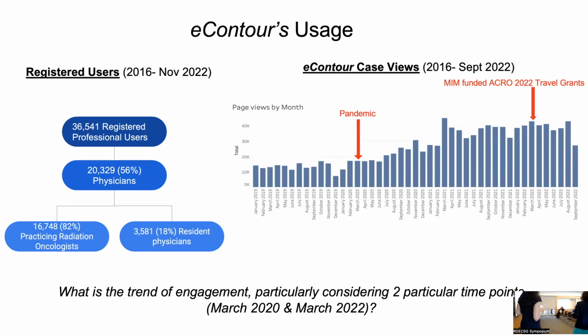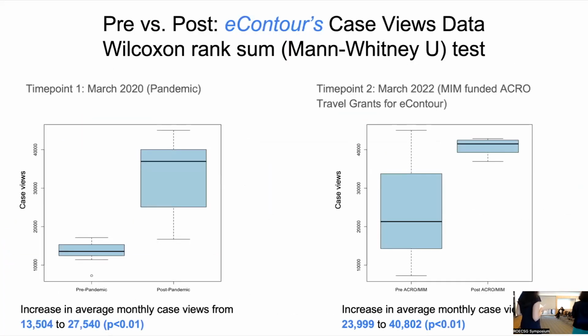Diving into this a little further, we analyzed these two time points using a traditional pre-test versus post-test design. In this case, we're using the Wilcoxon rank-sum test, also known as the Mann-Whitney U test, given our data does not follow a normal distribution. Taking time point 1 as the pandemic and time point 2 as the MIM-funded ACRO travel grants for eContour, we consider anything prior to those time points as pre, and anything after as post. You'll see in both of these time points, we have a statistically significant increase in case views.